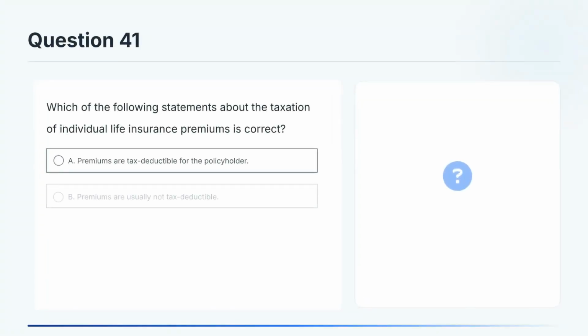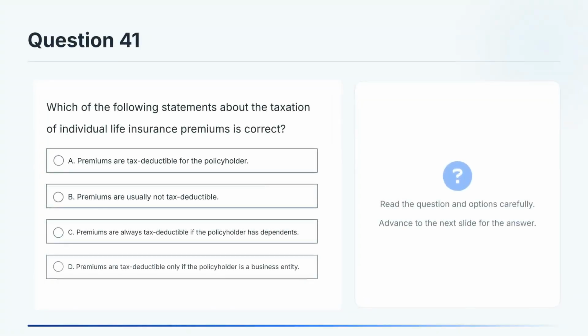Question 41. Which of the following statements about the taxation of individual life insurance premiums is correct? A. Premiums are tax-deductible for the policyholder. B. Premiums are usually not tax-deductible. C. Premiums are always tax-deductible if the policyholder has dependents. D. Premiums are tax-deductible only if the policyholder is a business entity.